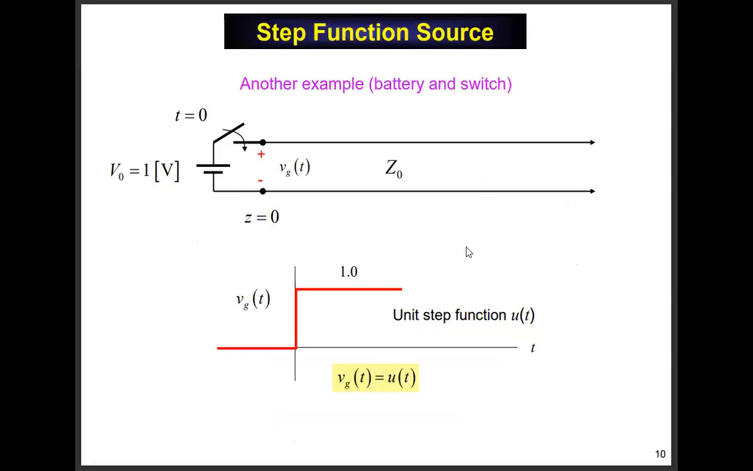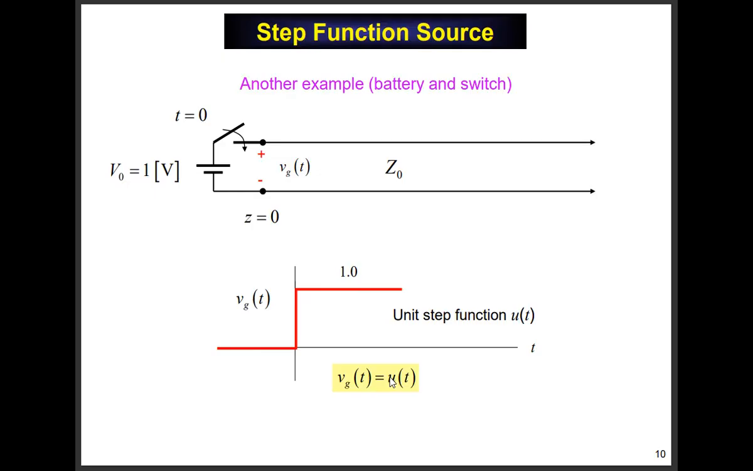Here's another example. I mean, a sawtooth is good, but if you want to see another example, here's a case where you're putting out a step function. The voltage, the generator is putting out a step function, unit step function, U, the symbol.